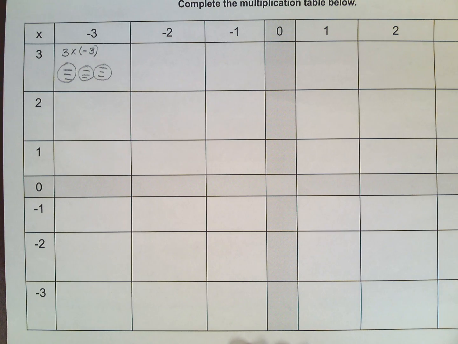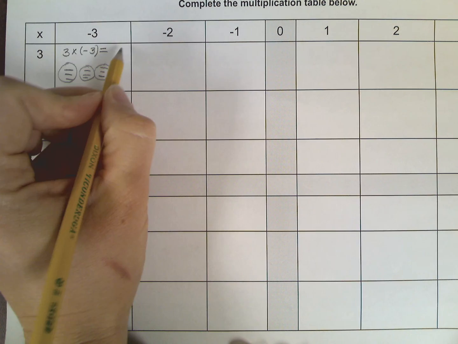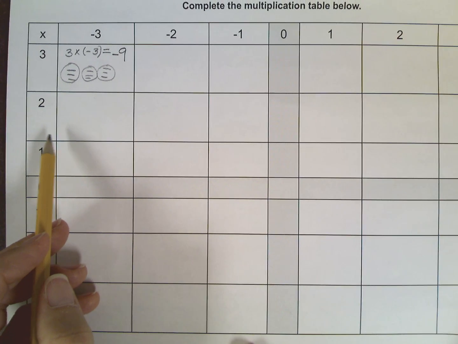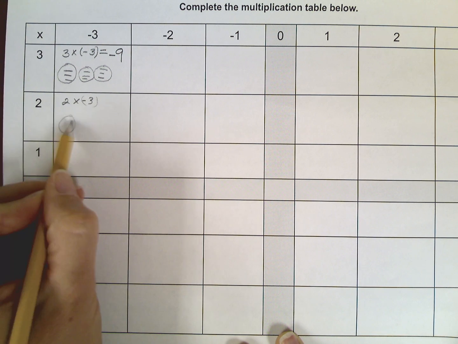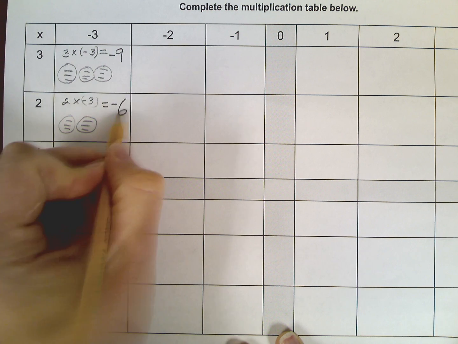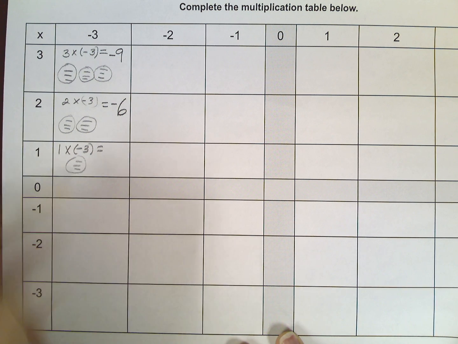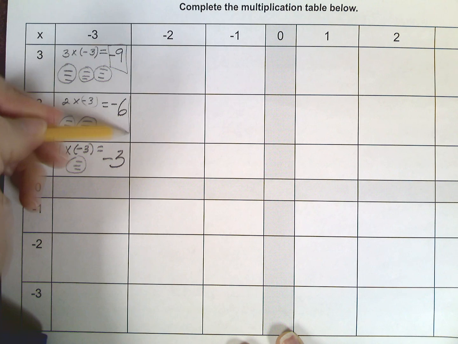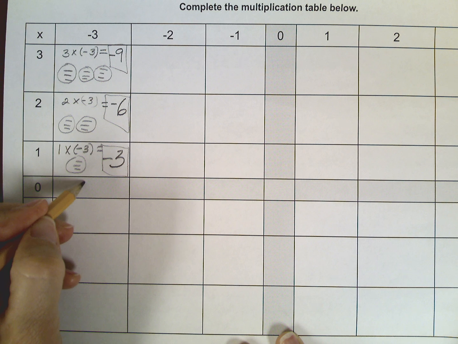So we've been using models for quite a bit. So what would 3 times negative 3 be equal to? There's 9 tiles, and they're all negative, so negative 9. So let's do the same process as we move down through 2 times negative 3. So 2 groups of negative 3. And what do we have there? Negative 6. How about 1 group of negative 3? Well, that would just be negative 3. So you might be noticing something about these numbers. And then 0 times negative 3 would be 0 groups of negative 3, so just 0.